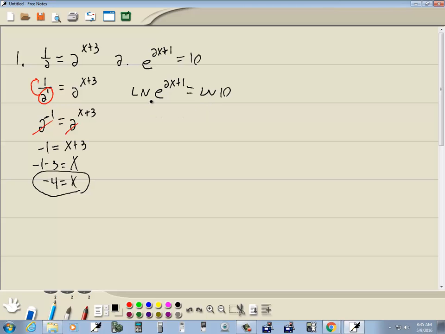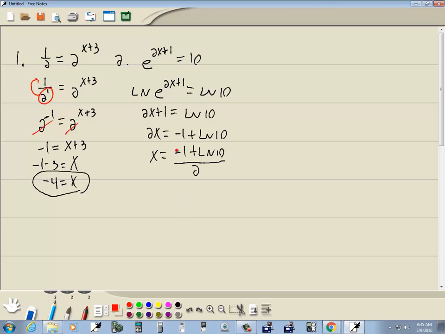Now our third step is to use properties of logs to get the variable out of the exponent. In this case, natural log and e cancel each other away. They always do. So that gives us 2x plus 1. Now I'm still trying to get x by itself, so I'll take the 1 over. So we got 2x is equal to negative 1 plus natural log of 10. And then divide both sides by 2. And we get negative 1 plus natural log of 10 divided by 2.